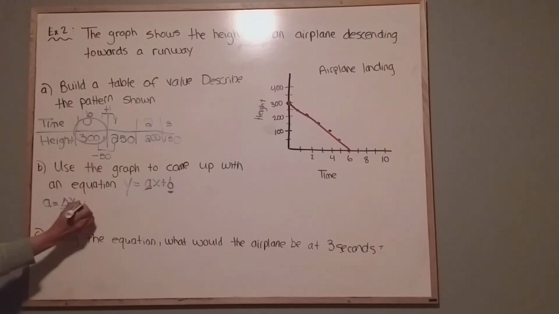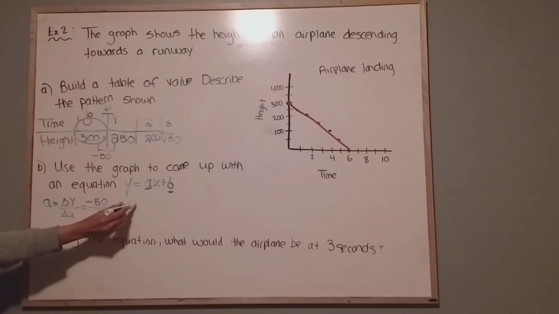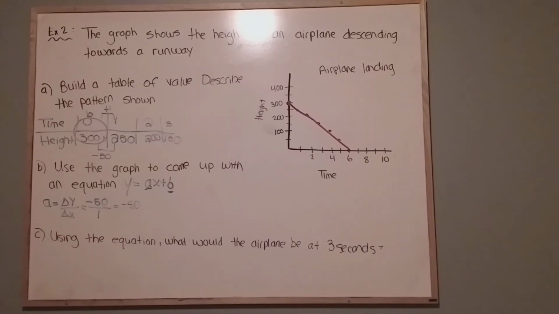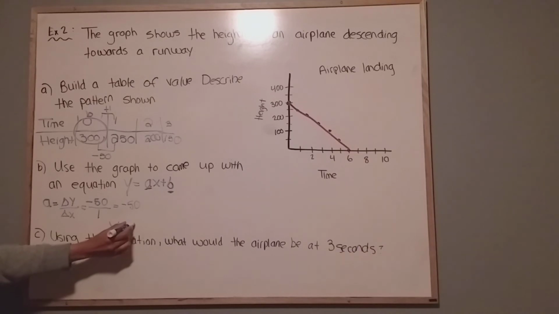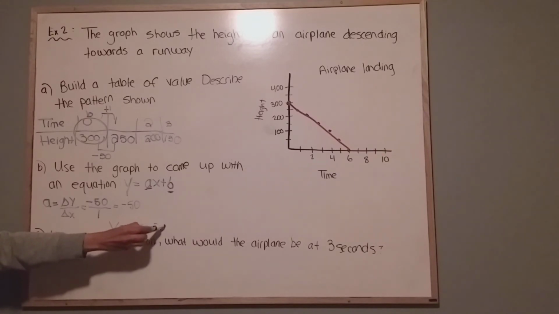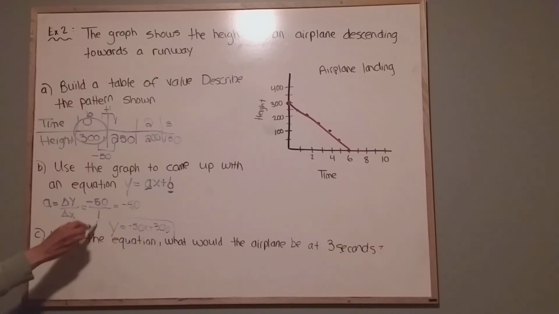So change in y is negative 50. Change in x is positive 1. So that gives me negative 50. So what would my equation be? My equation is going to be y is equal to negative 50x plus 300. And that becomes my equation.